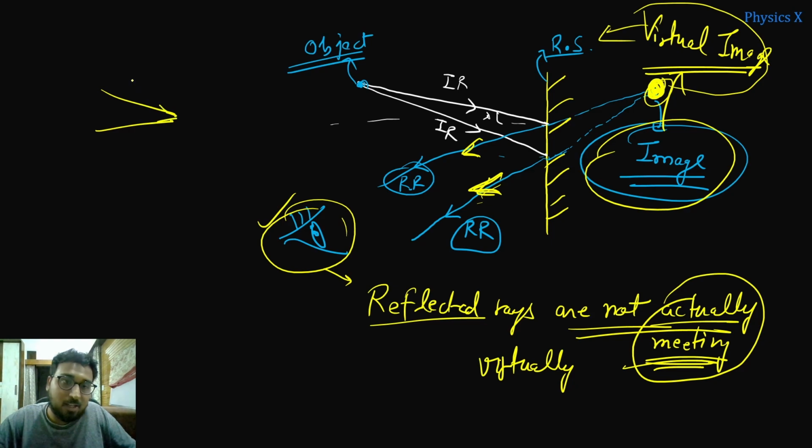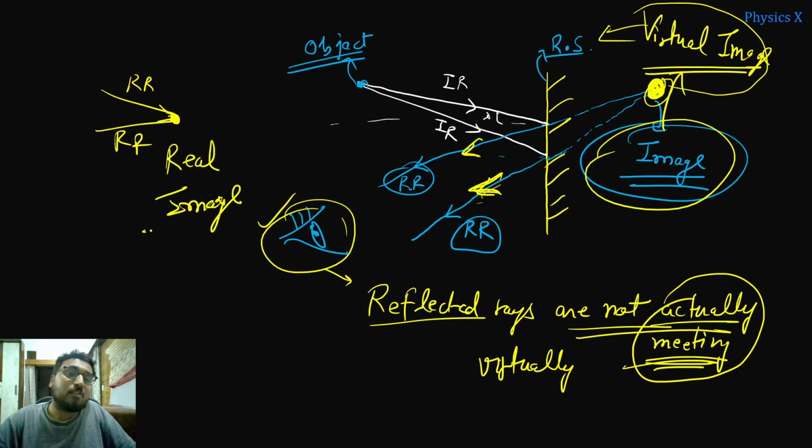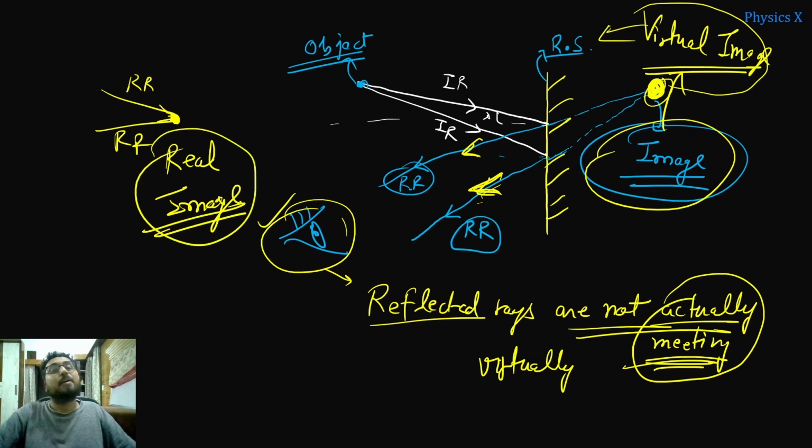Suppose if these reflected rays were actually meeting at a point and then forming an image, then we call it a real image, because the intersection of these rays exists in the real case. It is not a case of appearing to your eye. In actual sense, the reflected rays will be intersecting at a point, and that we call a real image. But this is a virtual image.